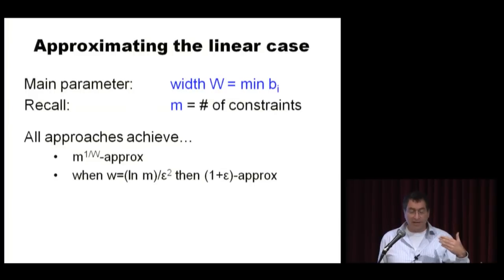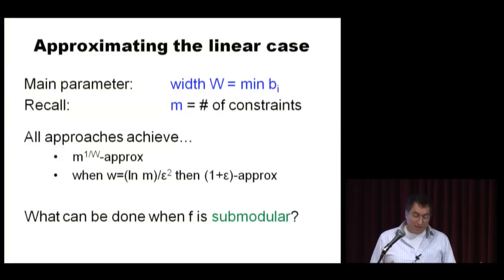What's known about the linear case is that if the width is W, then the approximation is M to the 1 over W. Specifically, what's become very nice is that if the width is log M over epsilon squared, let me just remind you, M is the number of constraints, then you actually get a 1 plus epsilon approximation, which is very nice. So if the matrix consists of elements between 0 and 1, and the B column is at least log M over epsilon squared, which is not so large, you get 1 plus epsilon. So this is the linear case.